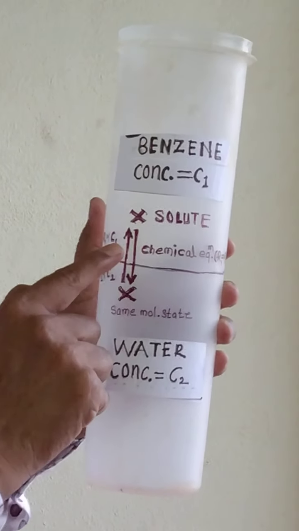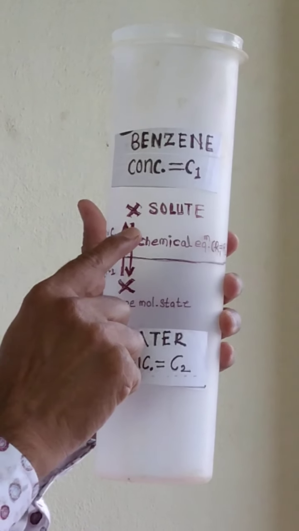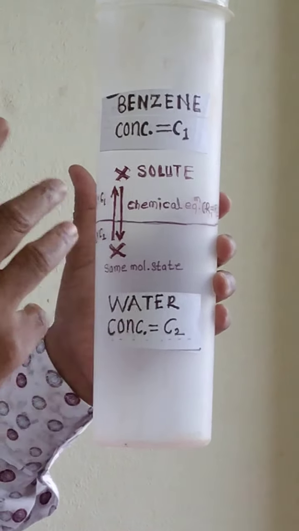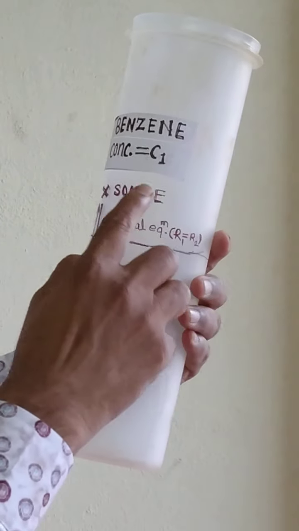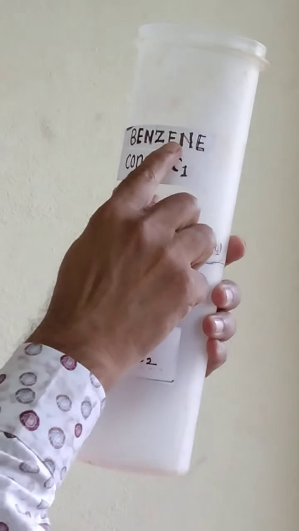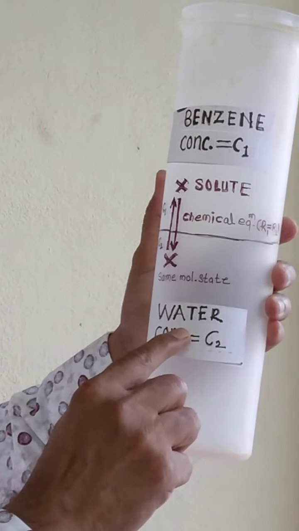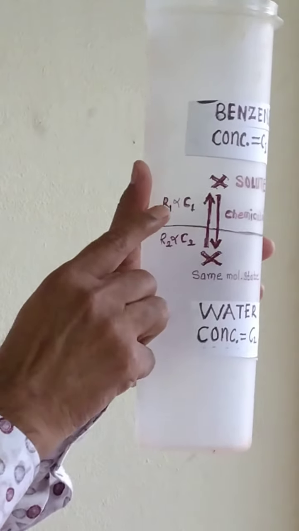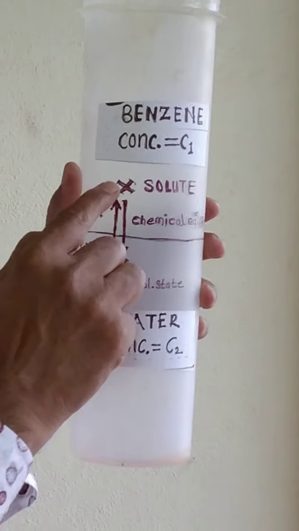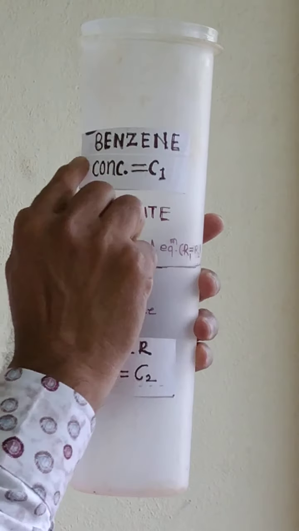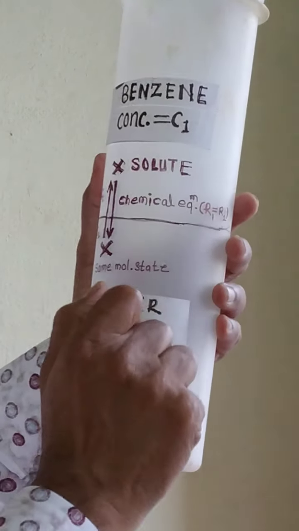Now the rate of distribution of the solute here is directly proportional to concentration. Suppose the solute is passing from the benzene into the solvent water. The rate is R1, and this rate R1 is directly proportional to the concentration of the solute present in the benzene. Consider here C1. C1 is the concentration of the solute.